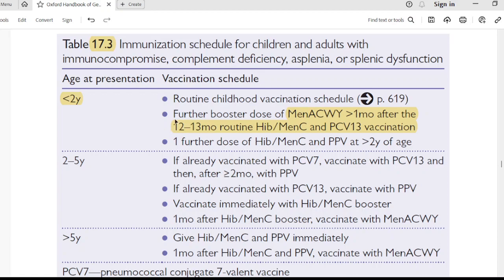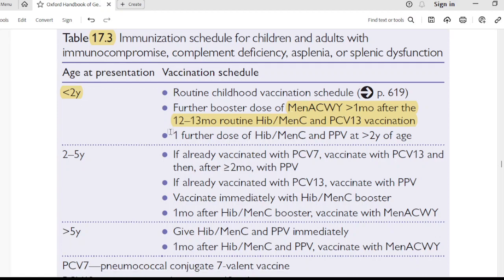At 12 to 13 months, you usually give MMR, Hib, Men-C and PCV vaccination. In the immunocompromised, you don't give MMR because it's a live vaccine. You give a further booster of MenACWY after 1 month, that is at 14 months. One further dose of Hib, Men-C and PPV is given at more than 2 years of age. This is PPV, not PCV.